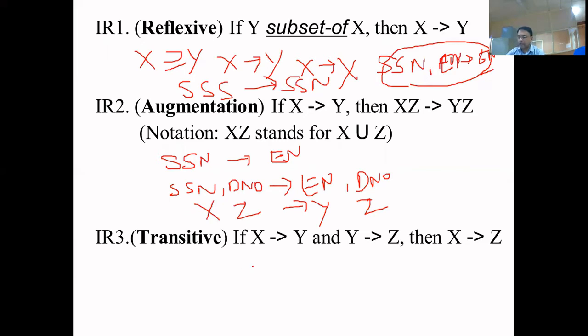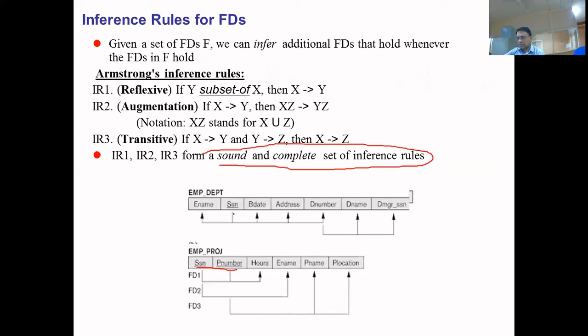Transitive dependency. If you have functional dependencies of the type X determines Y, Y determines Z, then X determines Z holds good. In the diagram, you can see SSN determines department number. Through department number, I can determine DMGR SSN. So I can write it as SSN determines DMGR SSN. This is called a transitive dependency.